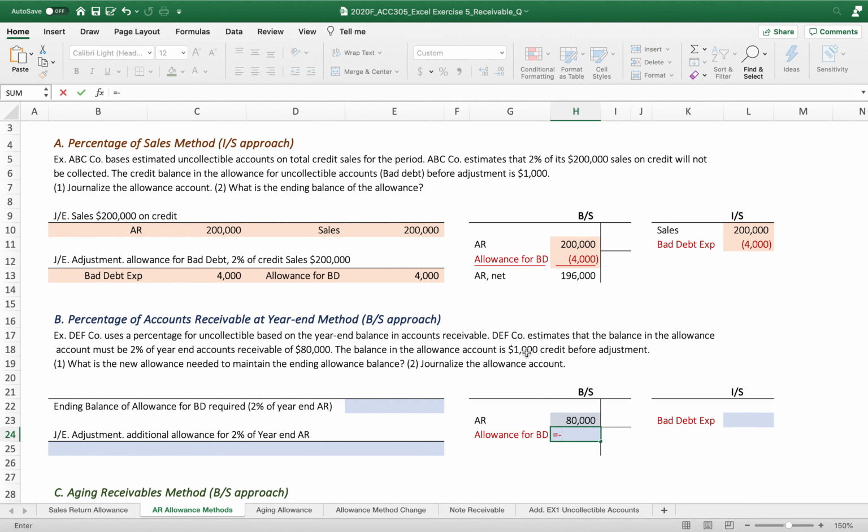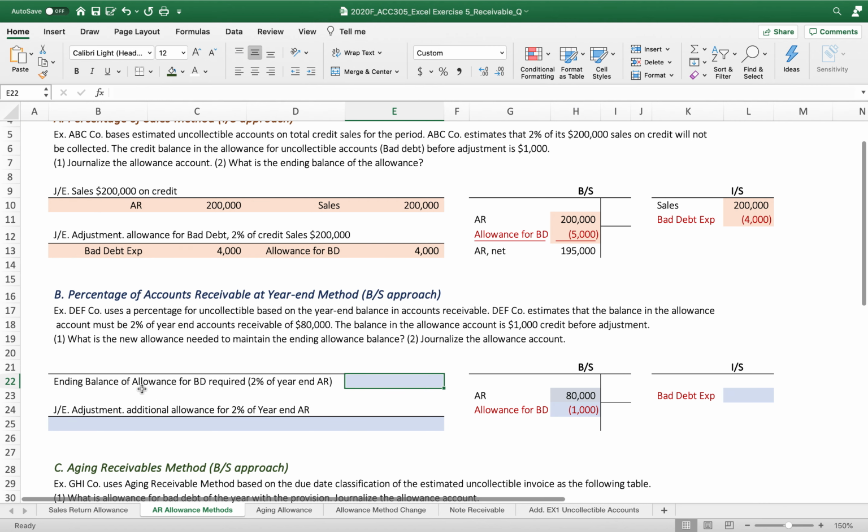So we have a beginning balance. The same way, we have allowance for bad debt with a 1,000 beginning balance, a credit before adjustment. We already have the allowance account at 1,000 here.